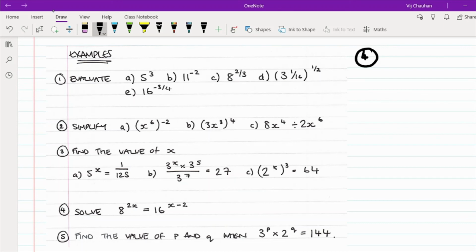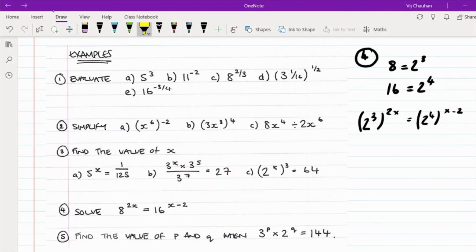One thing you should note here is that I can write both 8 and 16 as a power of 2. So 8 is 2 cubed and 16 is 2 to the power of 4. Writing these in this notation, I end up with 2 cubed to the power of 2x equals 2 to the power of 4 to the power of x minus 2. Now from this we multiply out the powers.